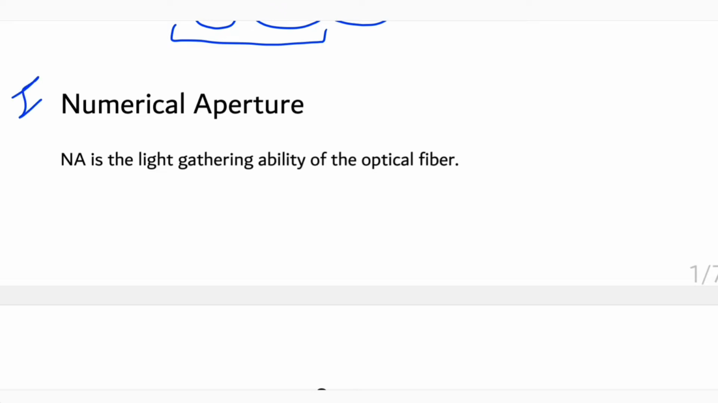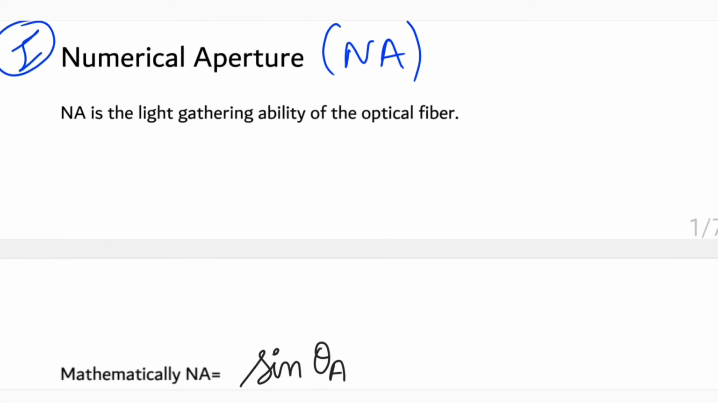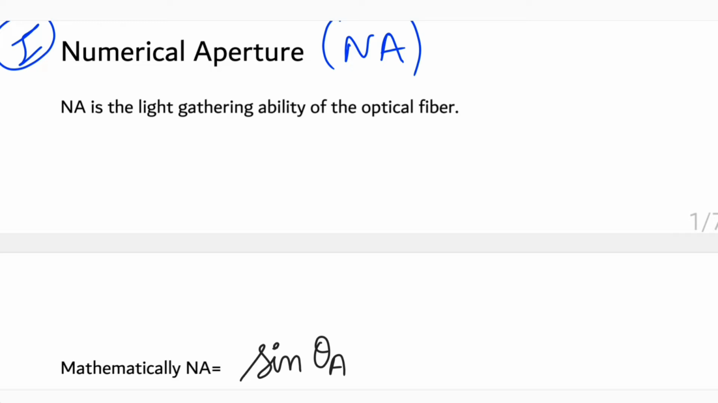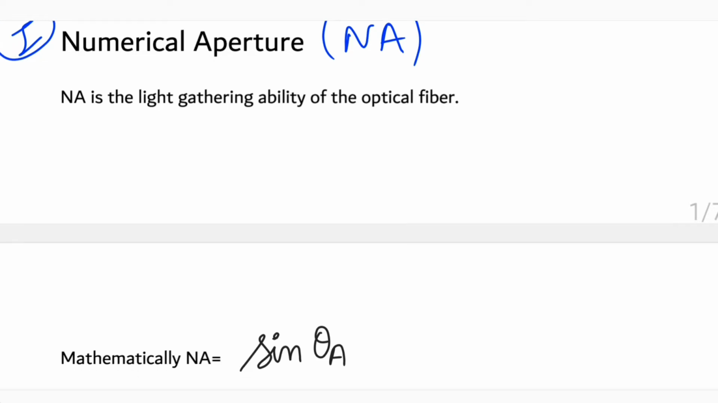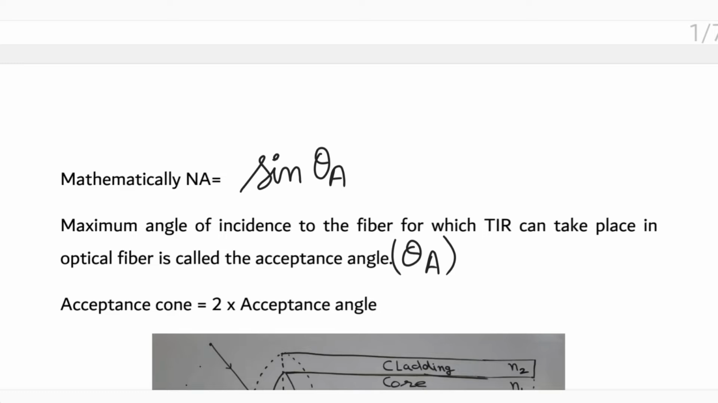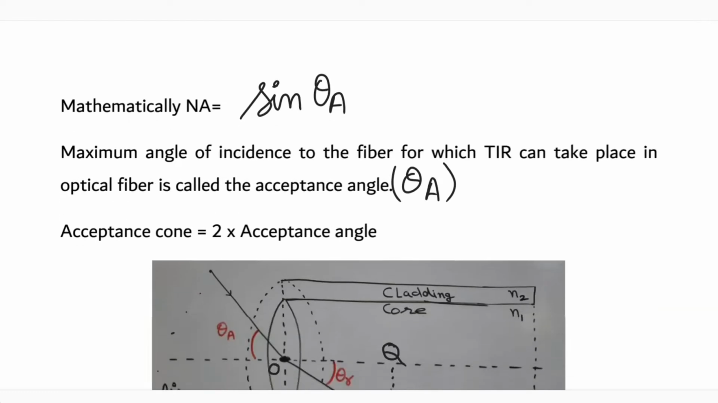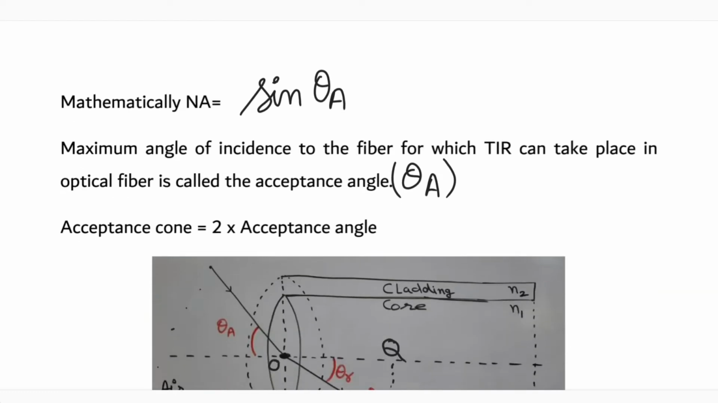Here is the first important parameter of any optical fiber, which is the numerical aperture. We call it NA. The basic definition of numerical aperture is the light gathering capacity of an optical fiber, like how much light the optical fiber can gather or take as input. In other words, mathematically numerical aperture is sine of theta a, where theta a is the acceptance angle. Here is the definition of the acceptance angle: the maximum angle of incidence on the optical fiber for which total internal reflection can take place is called the acceptance angle.